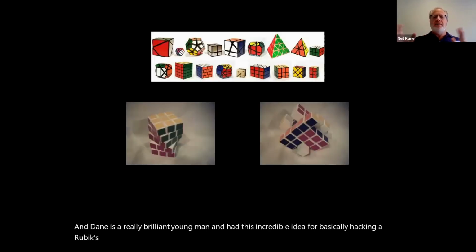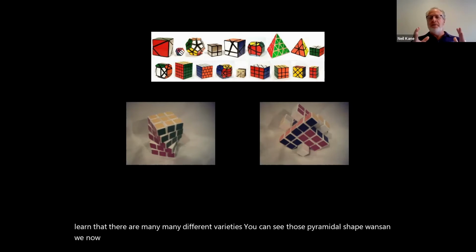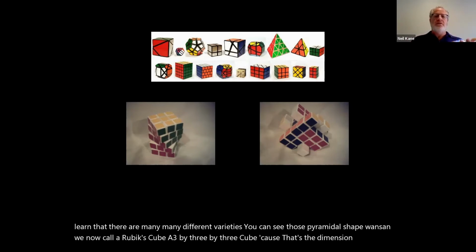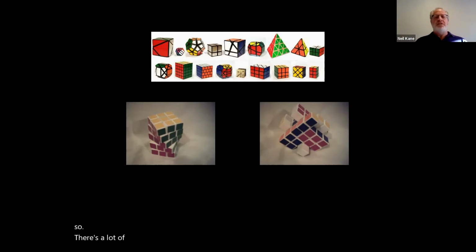Now, if you're not in the market for these twisty puzzles, you may be surprised to learn that there are many, many different varieties. You can see those pyramidal shaped ones, and we now call a Rubik's Cube a 3x3x3 cube because that's a dimension. But you can see in the picture there's 4x4x4 and 5x5x5 and ones where the rows aren't even. And so there's a lot of these different sort of permutations.